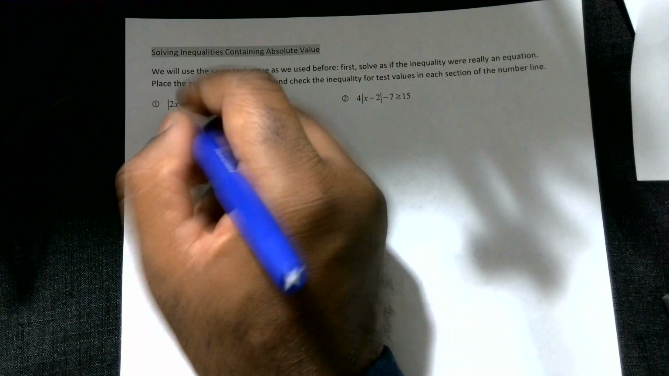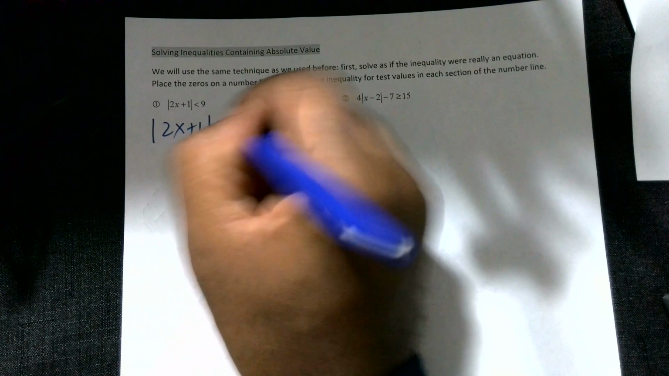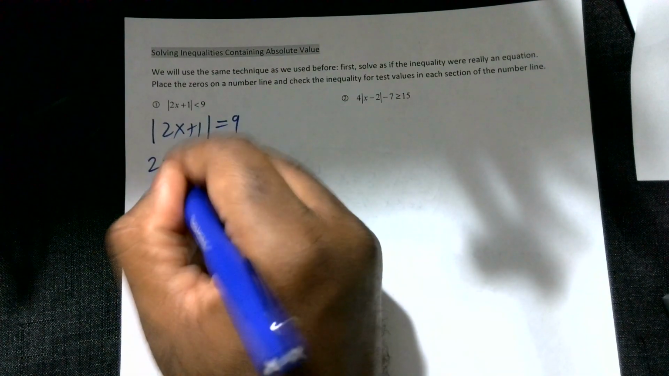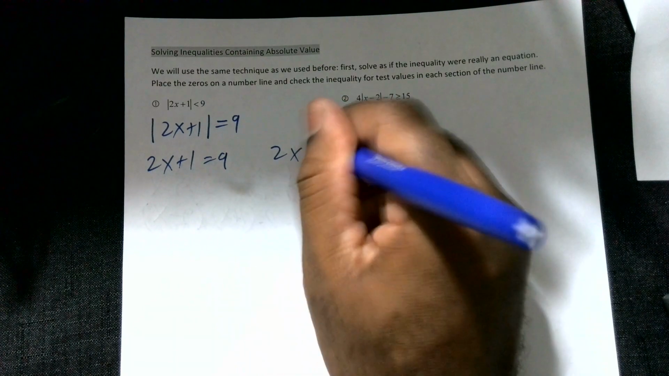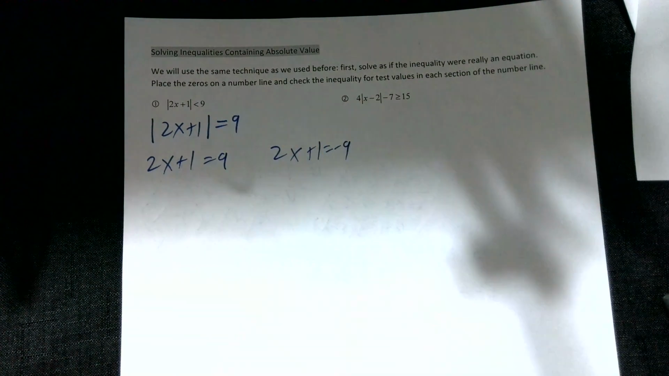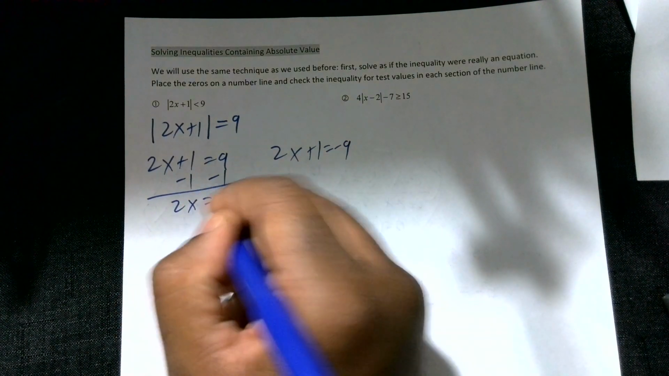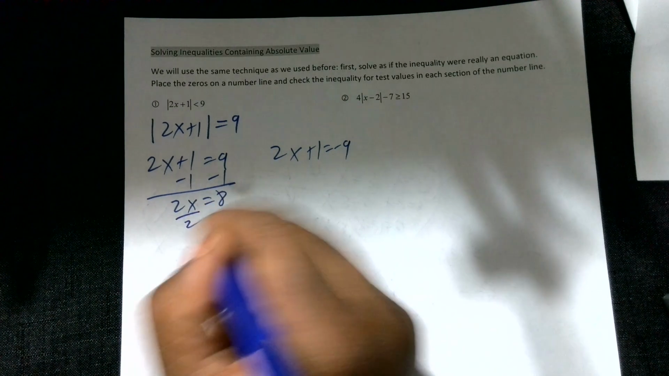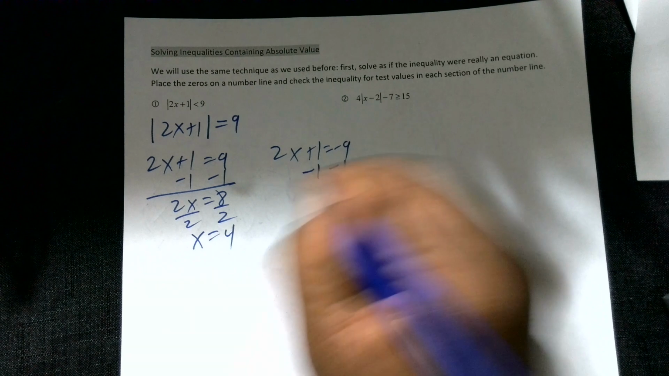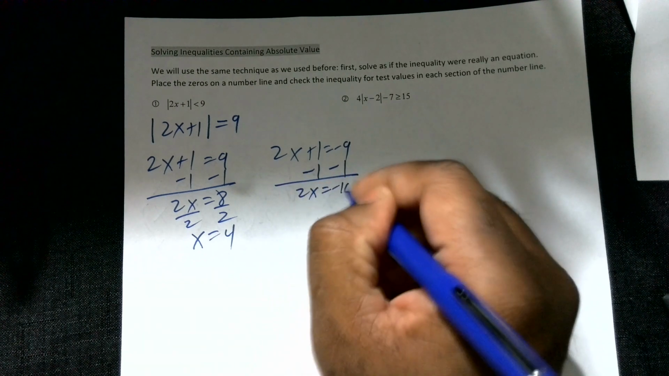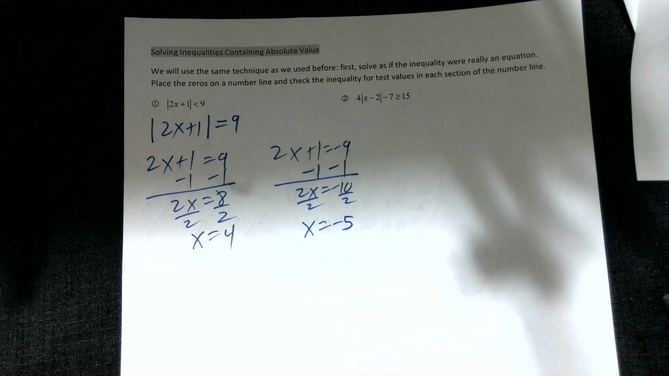So we would treat this as if this is an equal sign. We have the absolute value of 2x plus 1 is equal to 9. So we know we have 2x plus 1 equals 9 and 2x plus 1 equals negative 9. Now we'll subtract 1 on both sides and 2x is equal to 8. We'll divide each side by 2 and x is 4. We'll subtract 1 on both sides here and 2x equals negative 10. Divide each side by 2 and x is negative 5.